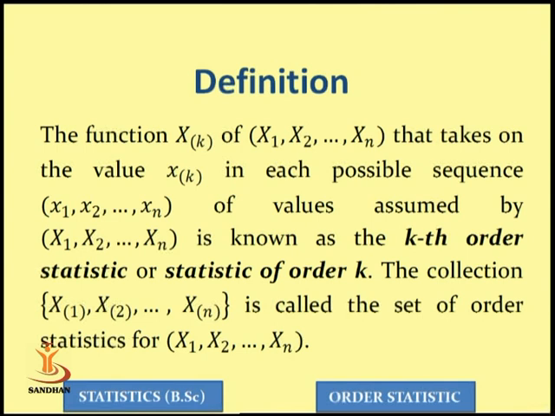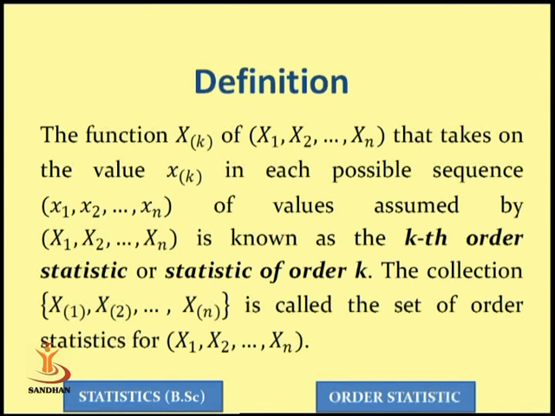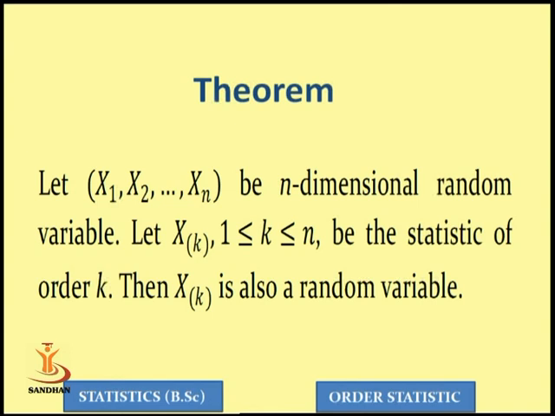Now we define as order statistic the function x suffix k of the set of n random variables x1, x2, xn that takes on value x suffix k in brackets. That means the kth largest observation in all possible sequences of values assumed by these random variables x1, x2, xn. It is known as the kth order statistic, or it can be called a statistic of order k. And this collection of the ordered values is called the set of order statistics x(1), x(2) up to x(n).